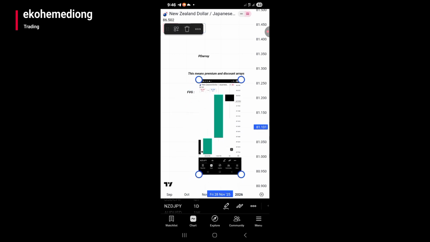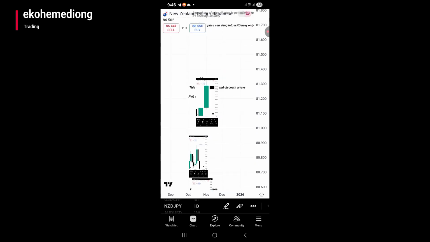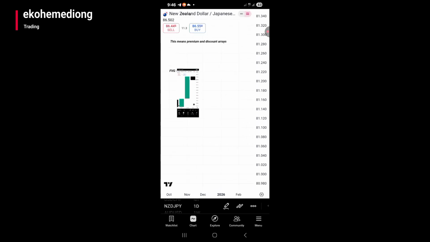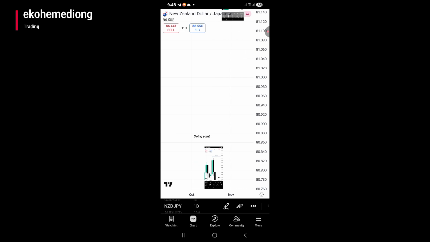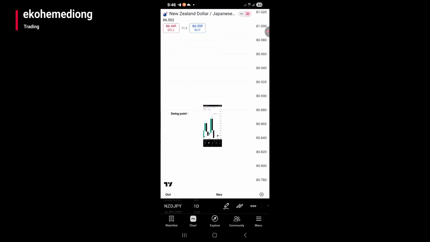Just spot anything that looks like that, and then that's your fair value gap. Okay, let me keep that one right there. The next thing we are going to be looking at is swing point.